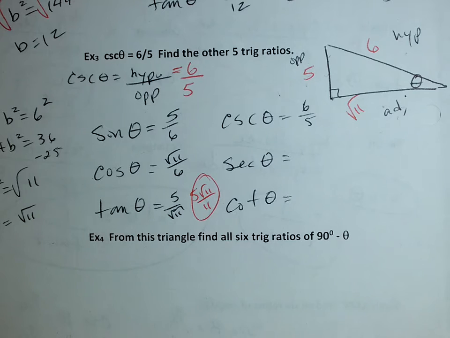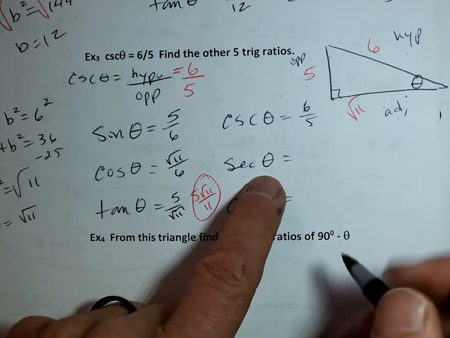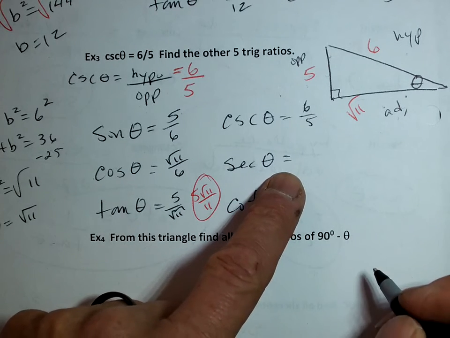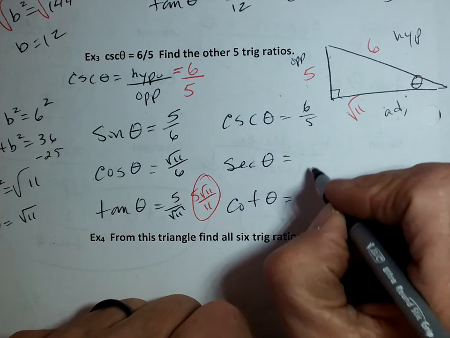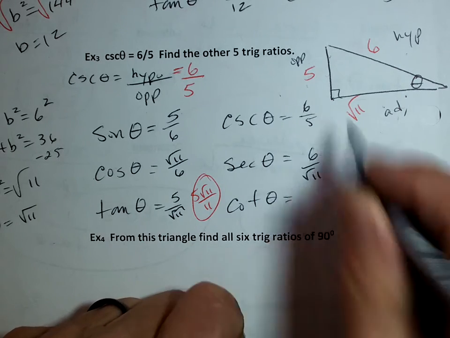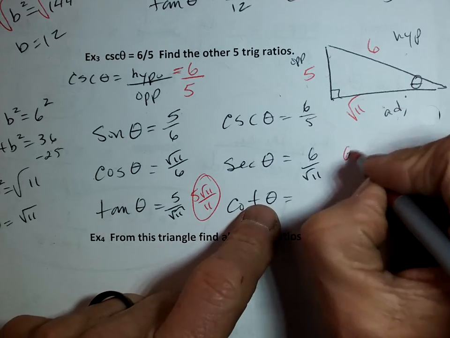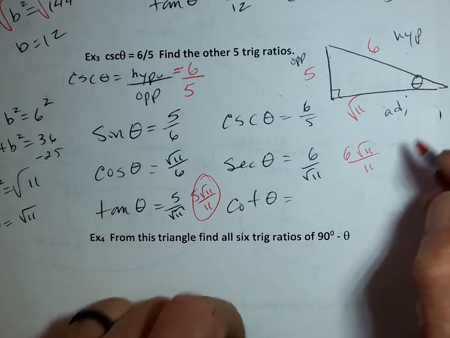Secant. Autumn, what'd you get for secant? Isn't it 6 over square root of 11? Yeah, yep. But let's fix that. How about 6 square roots of 11 over 11? That's a better answer. I like that answer better, okay?